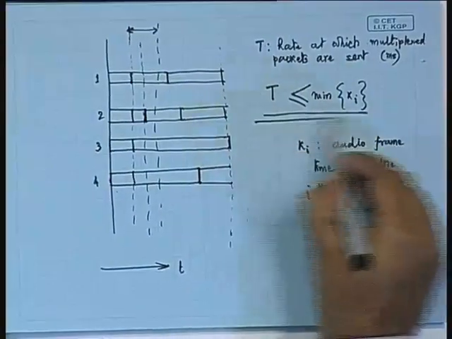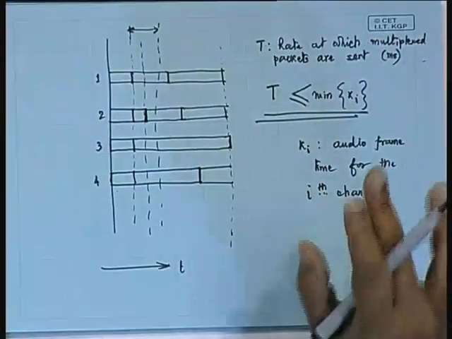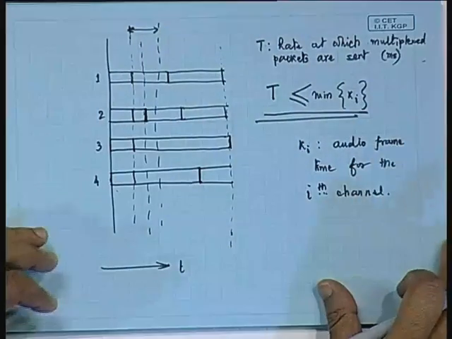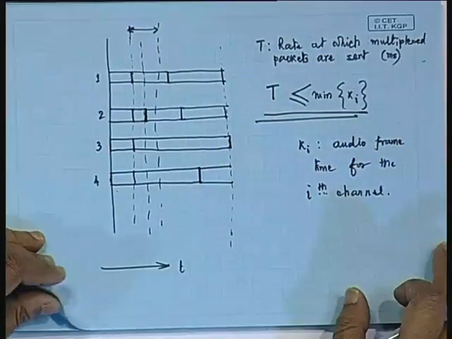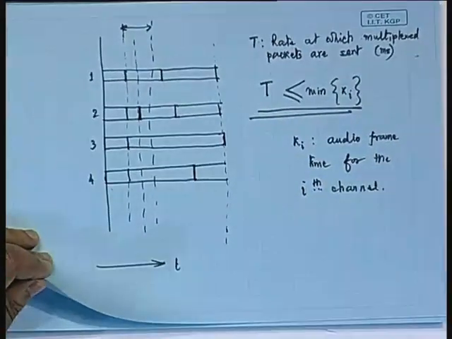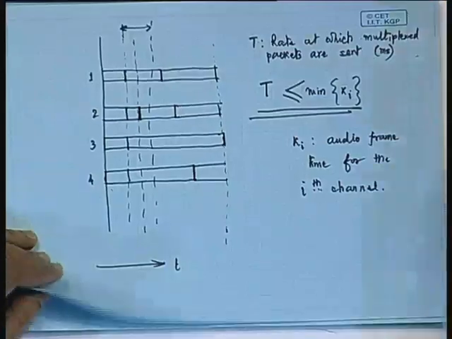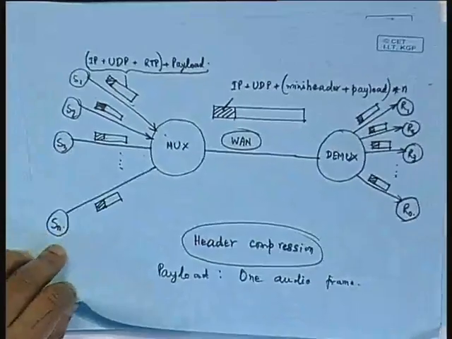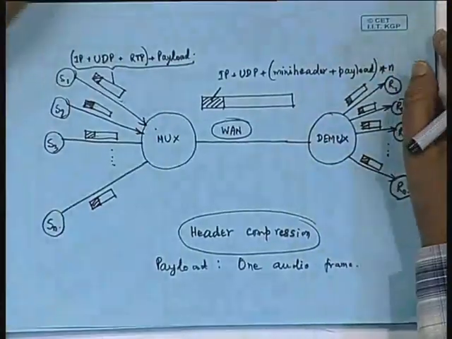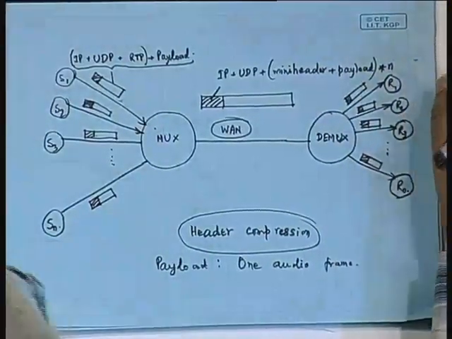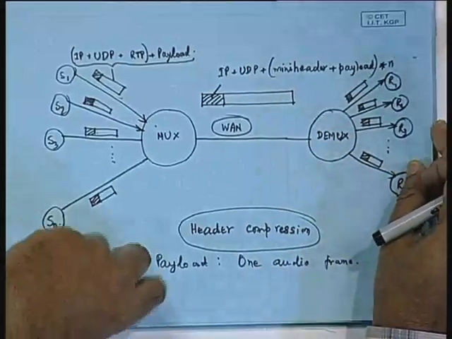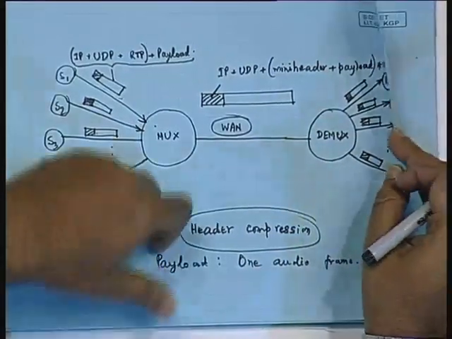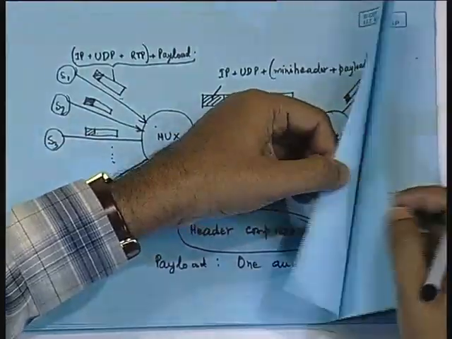So that is how the rate at which the multiplexed packets are sent is decided, based on the minimum of Ki. Now, we again address the question of header compression, how it can actually be achieved, and there we make use of an algorithm which was suggested in 1998.